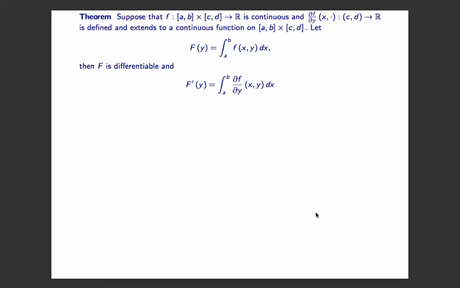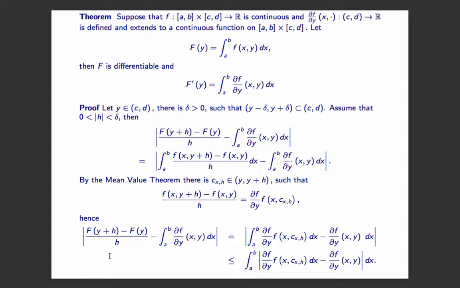So if big F of y is defined to be the integral from a to b in the x direction of f, then big F is differentiable, and the derivative of big F is the integral of the partial derivative of little f.